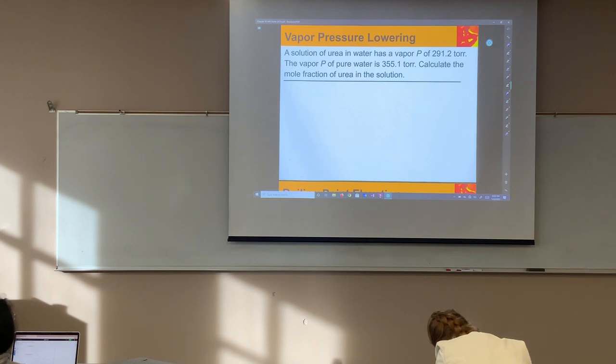Well, so when you dissolve that stuff in the water, it changes the fraction. Because the water is still evaporating, right? But because that stuff is dissolved, it changes that pressure. What does this represent? What is that now? The whole fraction of the water.